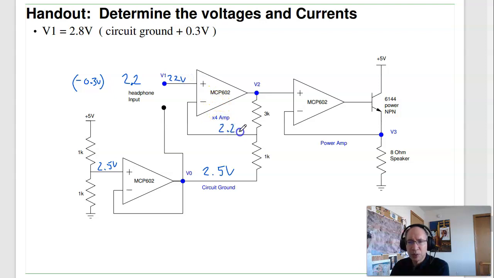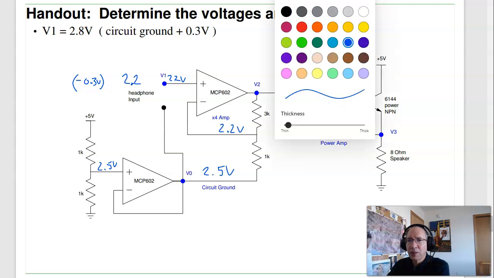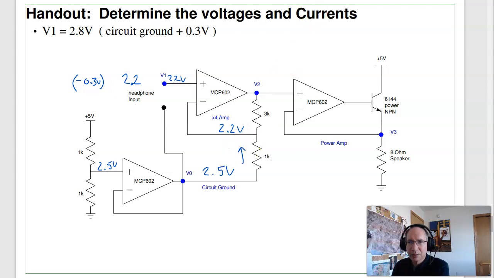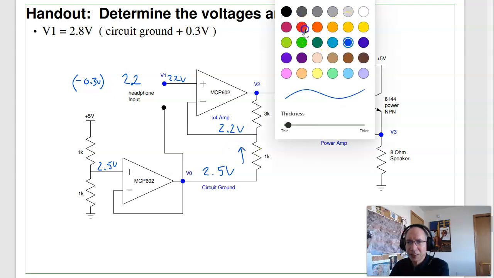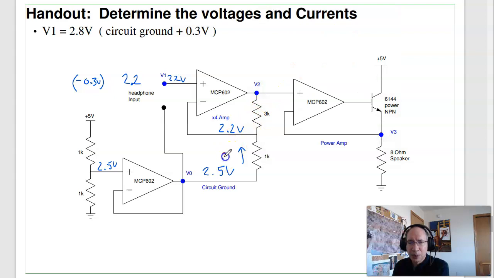This is 2.2 volts. For current, I have 0.3 volts across 1K. 0.3 milliamps. This is 0.3 milliamps. 0.3 milliamps times 3K is 0.9 volts. 0.9 volts below 2.2 gives you 1.3 volts. This is 1.3 volts. 1.3 volts at 8 ohms is 163 milliamps.